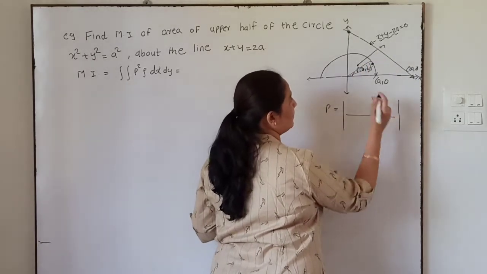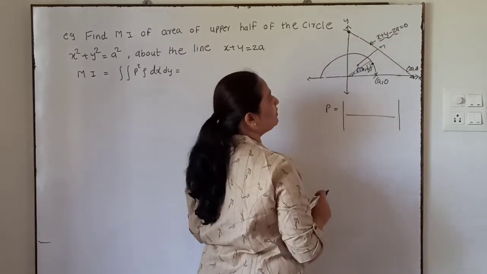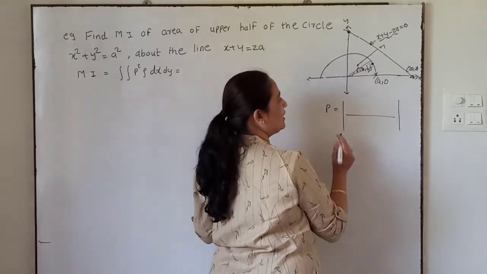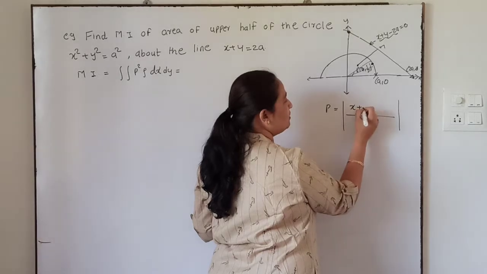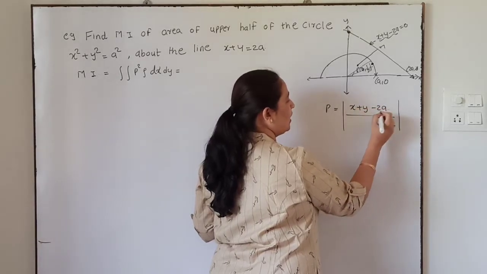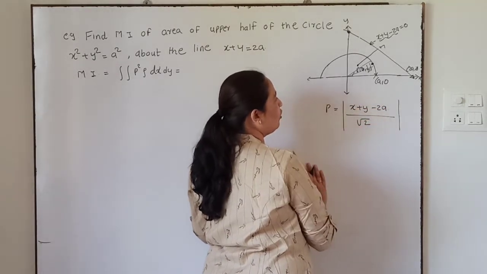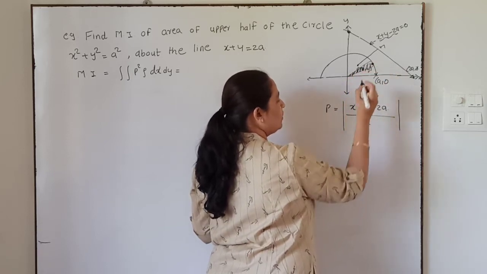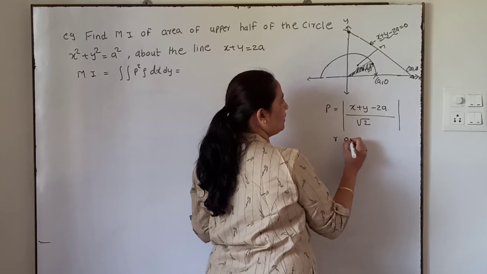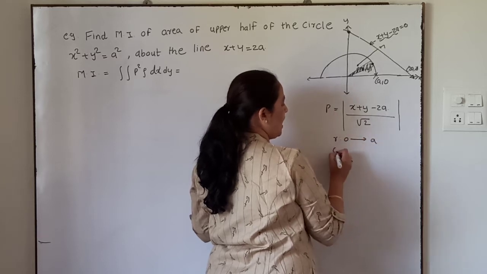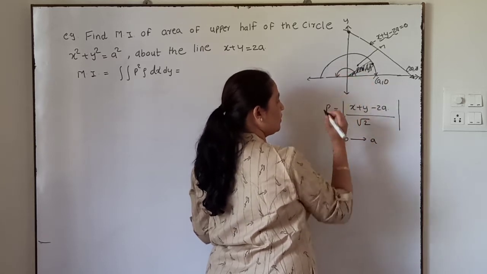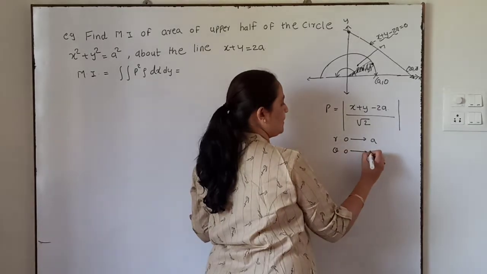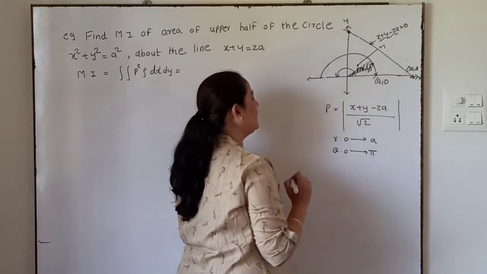In the equation of the line, you have to substitute the coordinates of point P. You will get x plus y minus 2a upon root 2. This is the value of p. Now if I consider the radial vector, we get the limits: r varies from 0 to a and theta varies from 0 to pi. So these are the limits for r and theta.